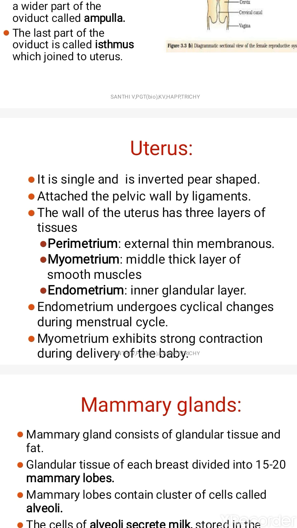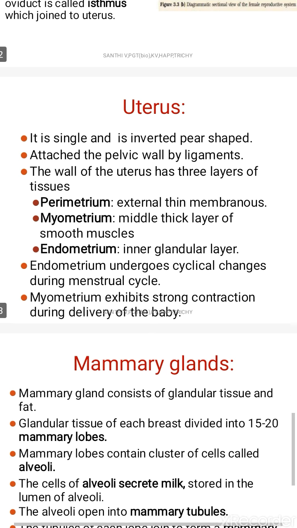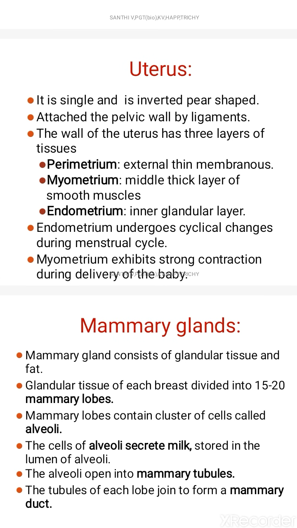And the myometrium, what is its function? It exhibits strong contractions during delivery of the baby to expel the baby. The perimetrium is just a protective layer. So three layers are there: perimetrium towards the outside, myometrium in the middle and endometrium towards the inner side.